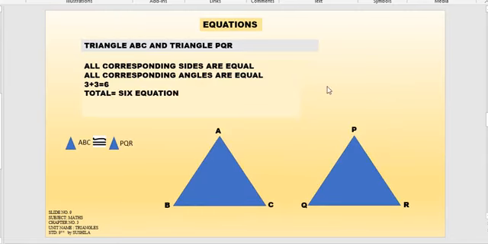Now with the triangle, what is the basic composition of a triangle? Their sides and their angles, right? What happens in triangle ABC and triangle PQR? There are two triangles. There will be corresponding sides and corresponding angles. Totally 3 sides and 3 angles. How many? It will be 6.